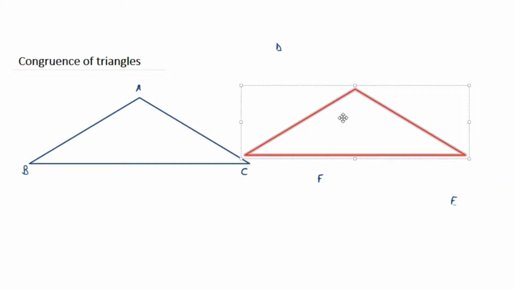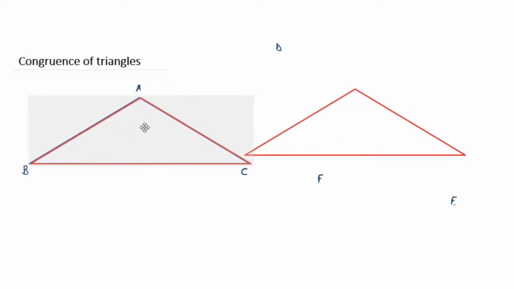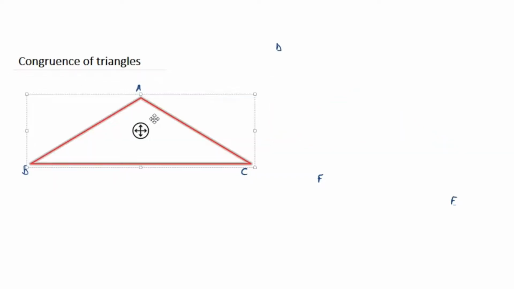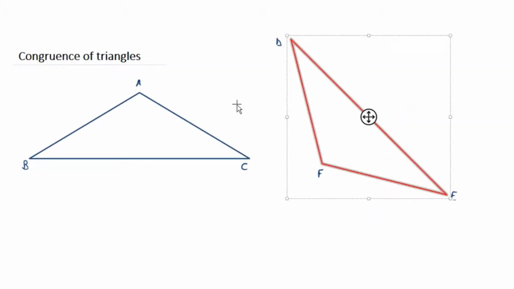And if I can pick up one figure and put it on top of the other and it completely overlaps, then we can say that the figures are congruent. So yes, this is a congruent figure as we can see here. But let's bring it back to the previous position. This is how it was. And let's see how the triangles are.